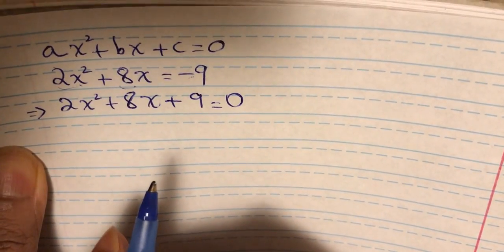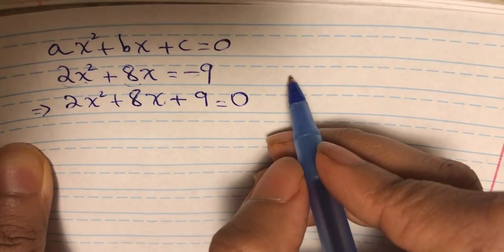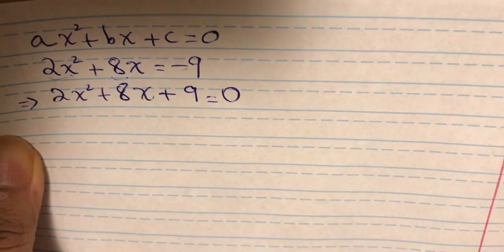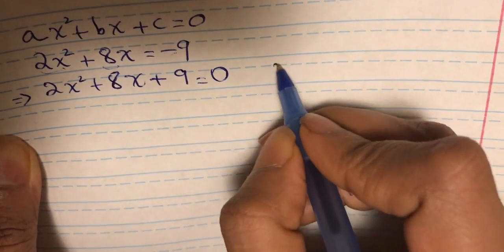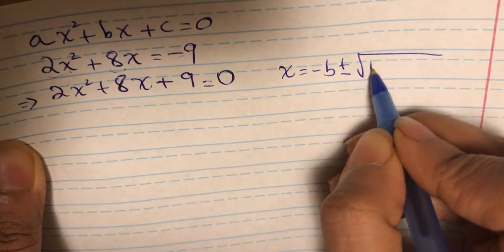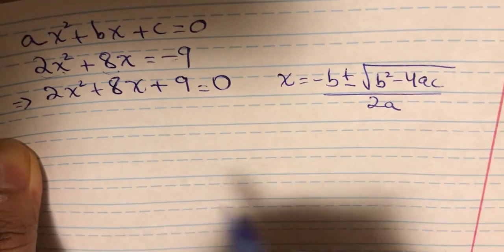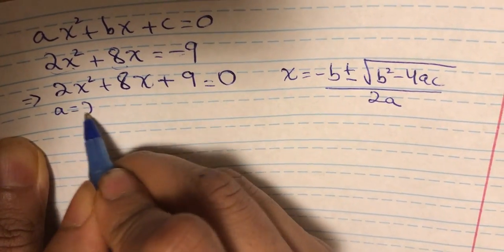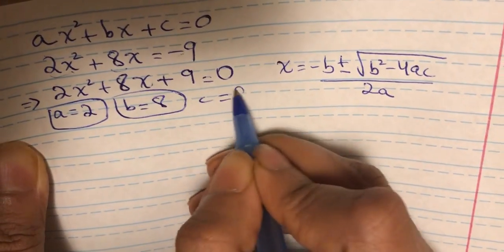Okay, next thing we're going to do is use the quadratic formula to solve this. And we know the quadratic formula usually is x equals negative b plus or minus square root of b squared minus 4ac all over 2a. But I need to know my a value here. A value here is 2, b value is 8, c value is 9.